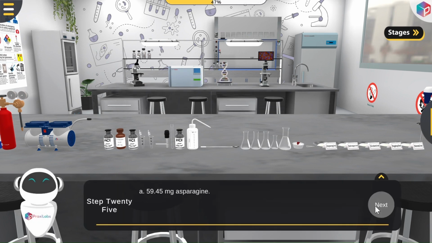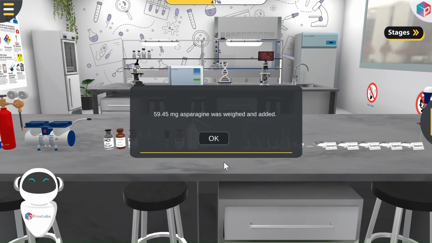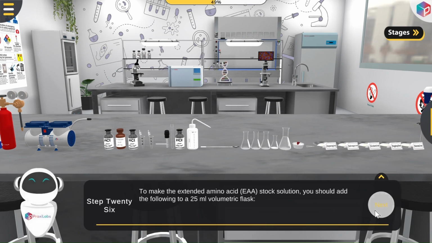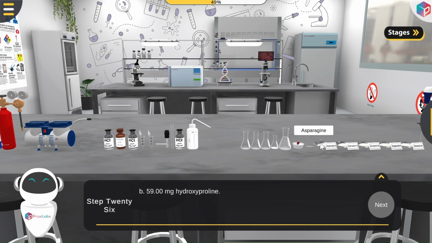Step 25. To prepare the extended amino acid stock solution, follow these steps. Add 59.45 milligrams of asparagine to a 25 milliliter volumetric flask. Step 26. Add 59 milligrams of hydroxyproline to a 25 milliliter volumetric flask.